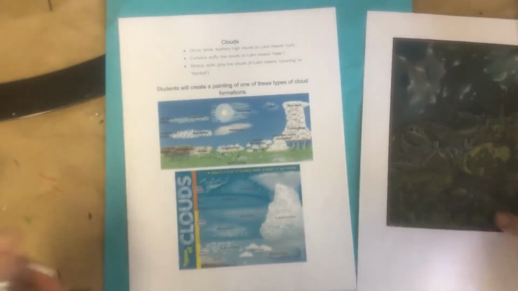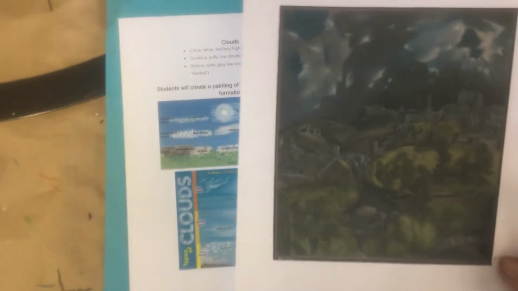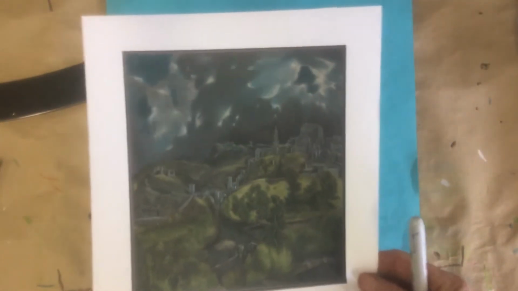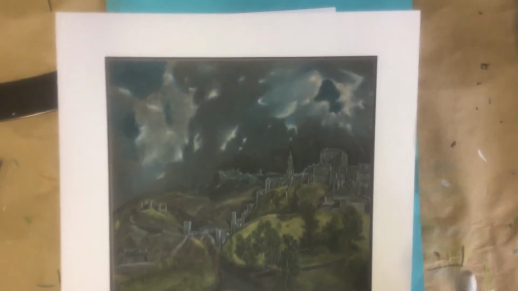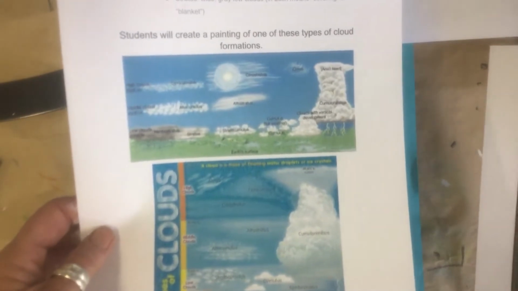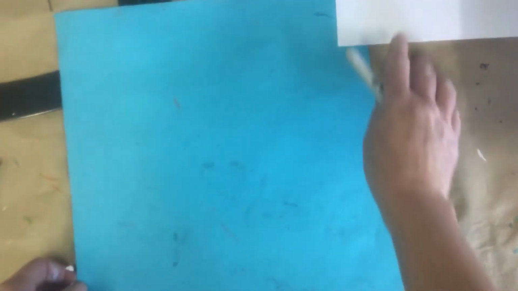I couldn't actually find an artist example of the cirrus clouds, but those ones are just really cool looking. The cirrus clouds are the ones that are really wispy and kind of feathery. So here are some more examples, and we're going to paint those different clouds.